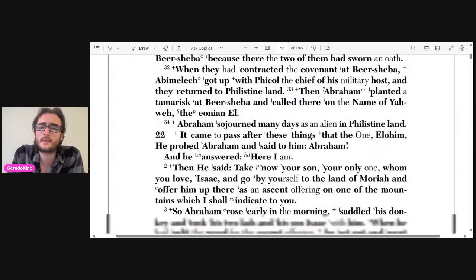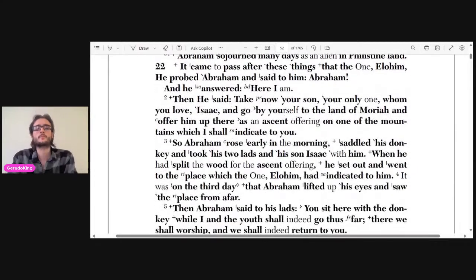It came to pass after these things that the one, Elohim, he probed Abraham and said to him, Abraham. And he answered, Here I am. Then he said, Take now your son, your only one, whom you love, Isaac, and go by yourself to the land of Moriah, and offer him up there as an ascent offering on one of the mountains which I shall indicate to you.